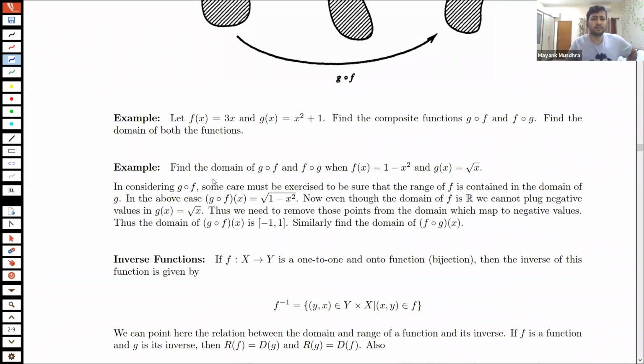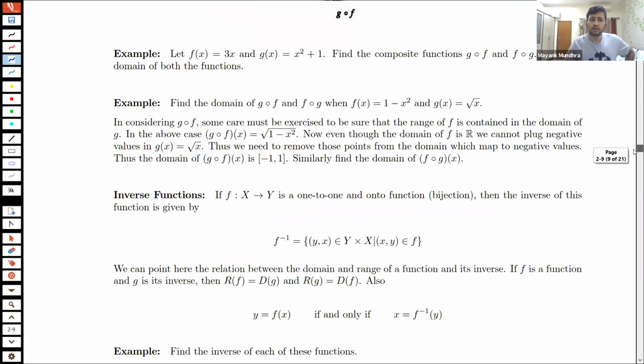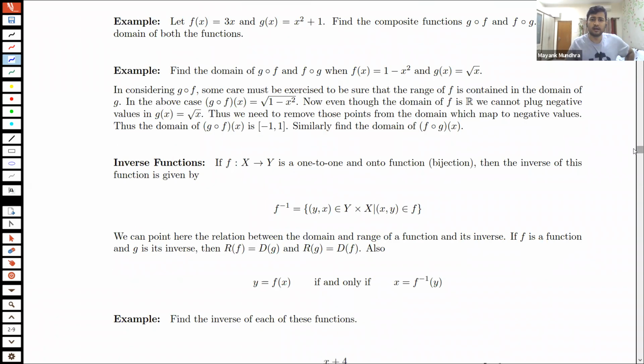But I've given you an example here, so you can go through this example about what I mean. So the domain of g of f and f of g, both these domains I have asked you to calculate. All right, and one final thing is inverse. So go through these examples. And one final thing is inverse functions.